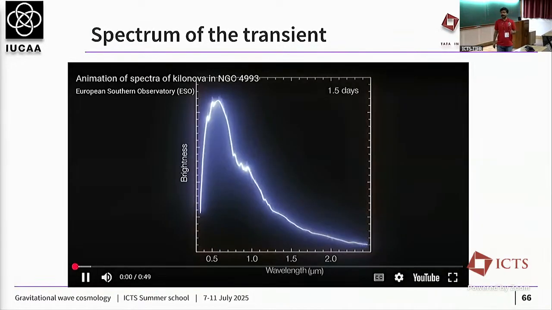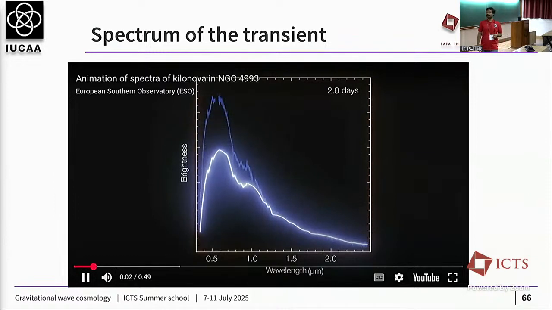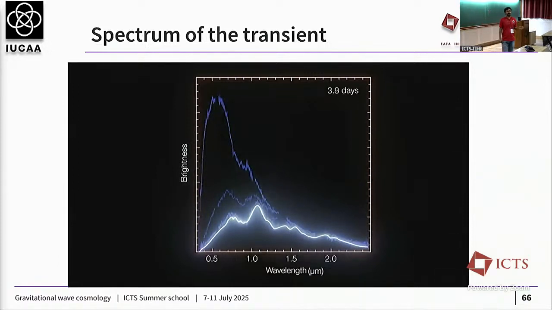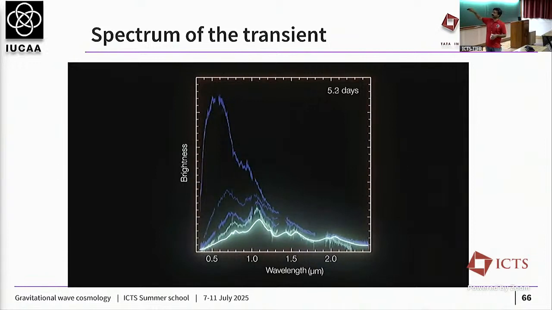Of course, the transient was also followed up. Say there are spectra which were taken a couple of days, then 3 days, then 4 days, etc. Followed up for a long time. So this is brightness as a function of wavelength. You can see initially there's a lot of emission in the blue, but then as time goes on, this emission goes down, and all you see is the emission coming out in the infrared. So this is exactly what was expected for kilonova emission as well.